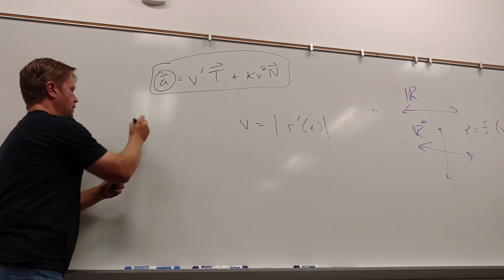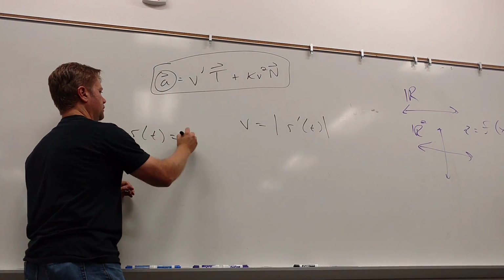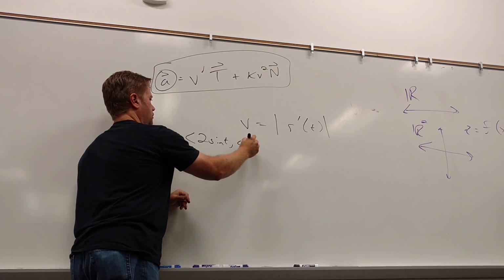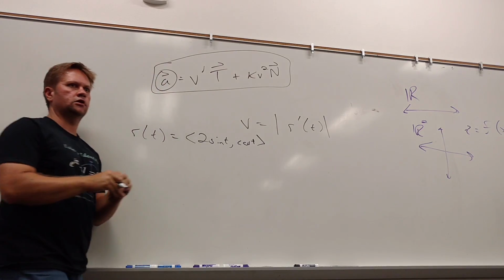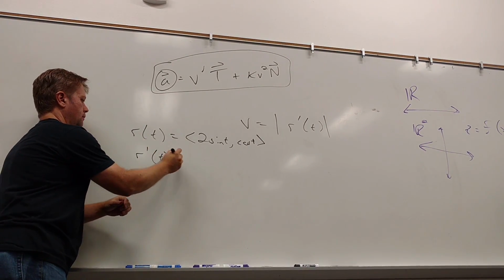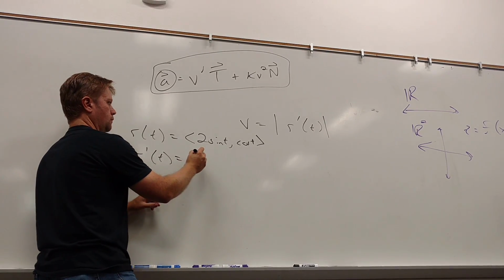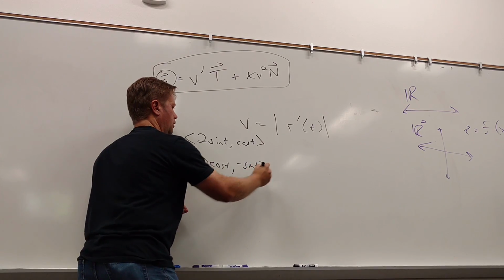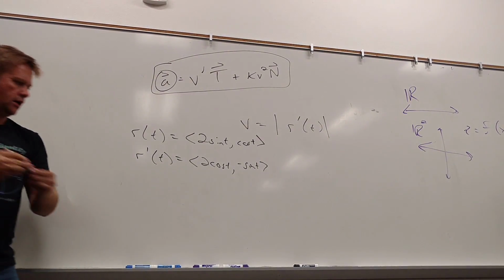So let me give you an example. Let's say r of t was 2 sine t, cosine t. Sure, just to change things up a little bit. Let's go in 2 dimensions. So what's r prime? 2 cosine t. All right, everybody's with me so far, right?